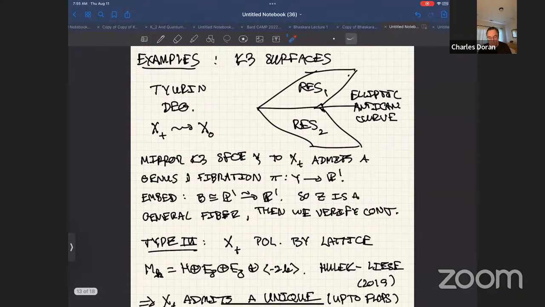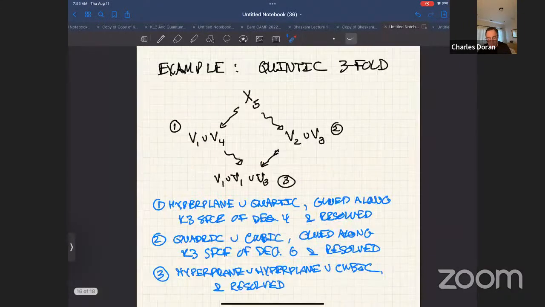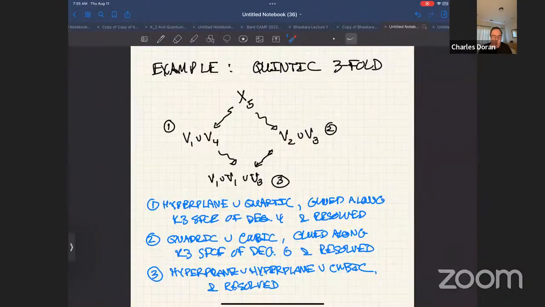So I'm going to skip the K3 surface examples, like I said, where we check these things. And I'm just going to focus on now the example of the quintic threefold. Okay. So if you have quintic threefolds, what are the natural degenerations? Well, it's a quintic hypersurface. So 5 can be written as 1 plus 4 or 2 plus 3.